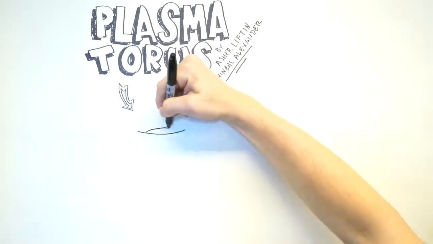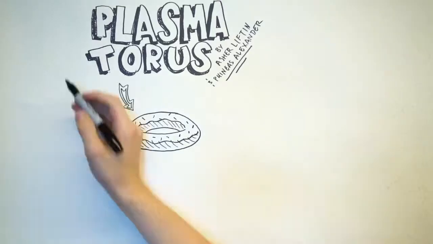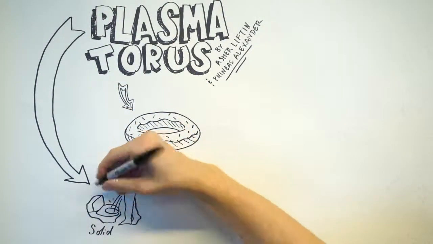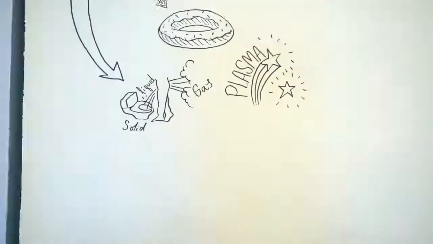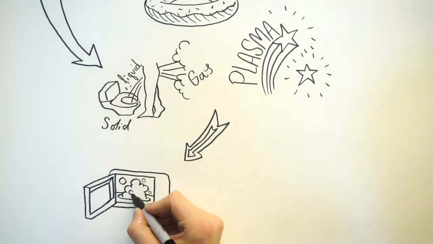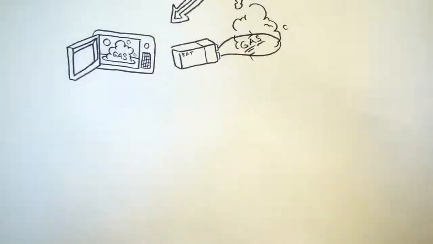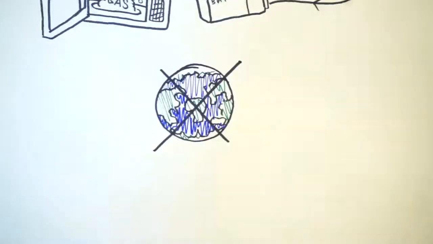Plasma torus. A torus is a three-dimensional form, similar to that of a donut. Plasma is one of the four fundamental states of matter in the universe: solid, liquid, gas, and plasma. Plasma is created by either heating a gas or subjecting a gas to a strong electromagnetic field. Interestingly, it does not occur naturally on the Earth's surface.